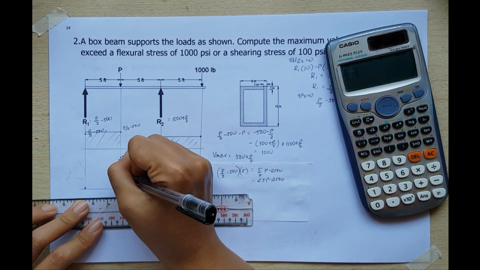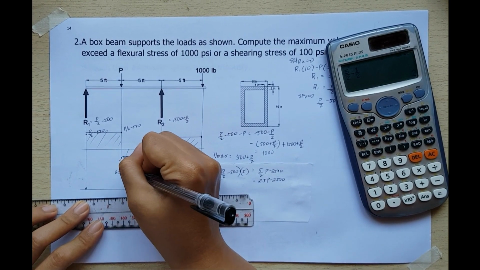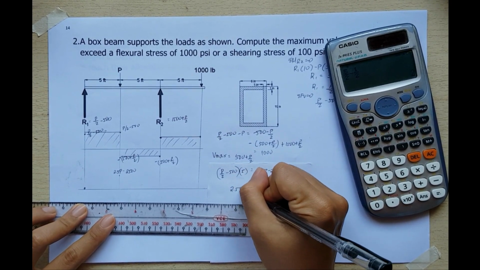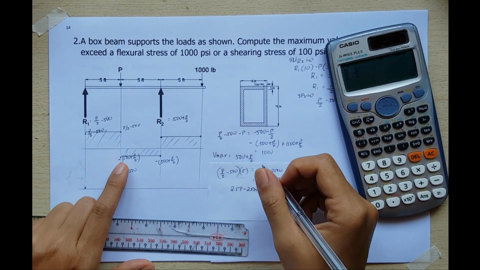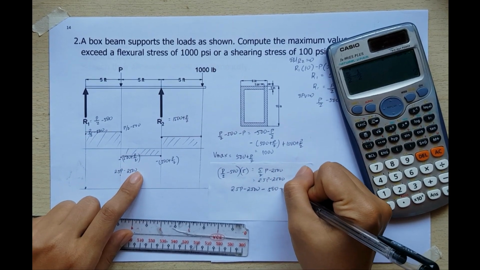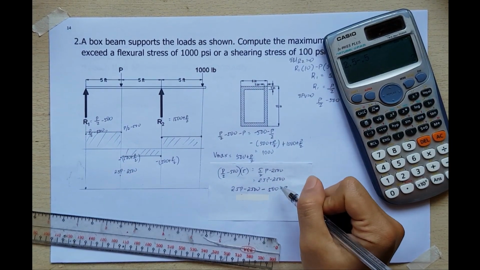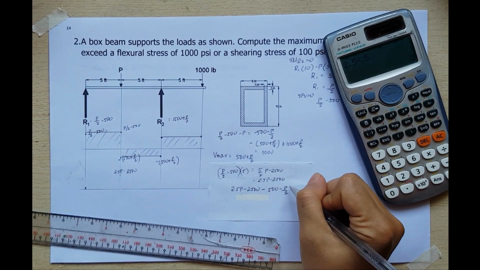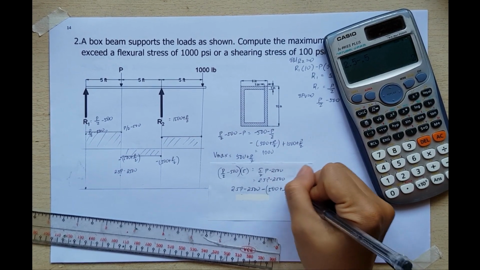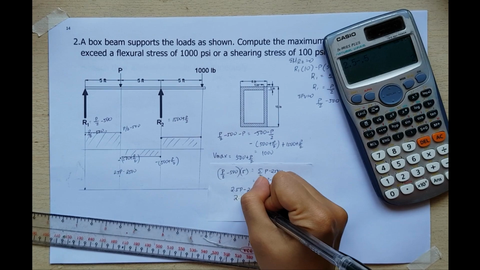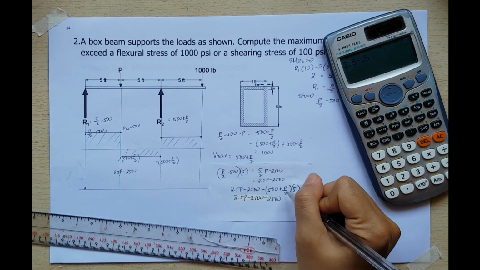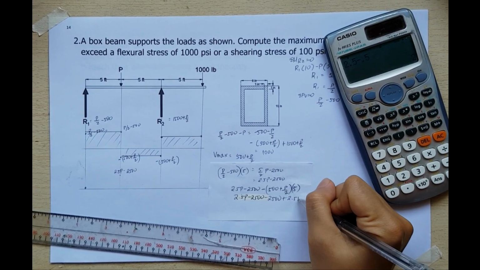So, we have here 2.5P minus 2,500. And then, minus, we have here 500 minus P all over 2. So, multiply natin yung length with 5. So, we have 2.5P minus 2,500 minus 2,500 plus 2.5P. Tama?